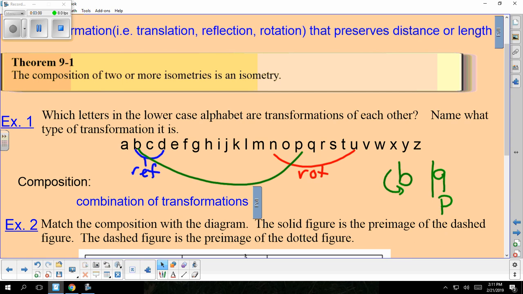What about P and Q? P and Q will work too. That's a reflection. And then D and P could be a rotation.